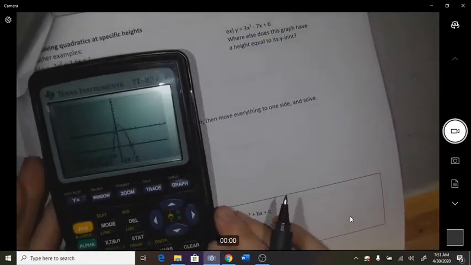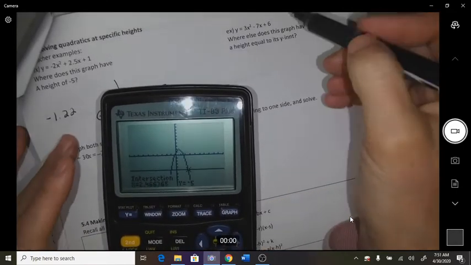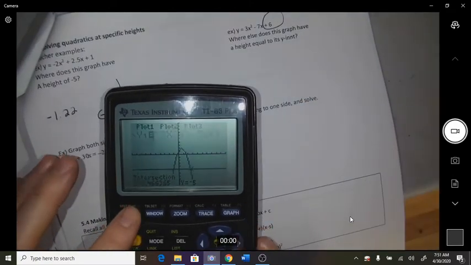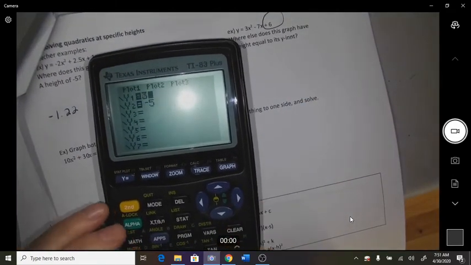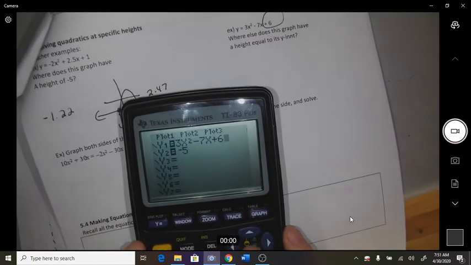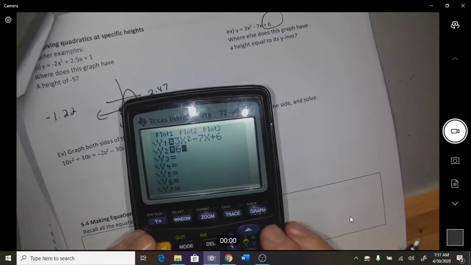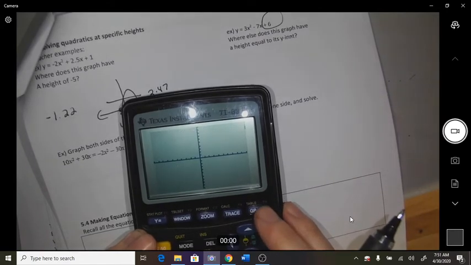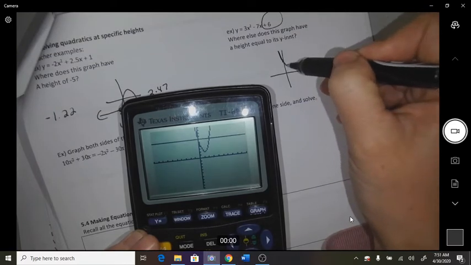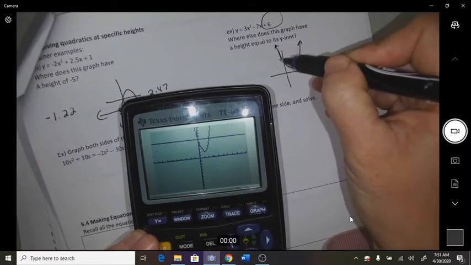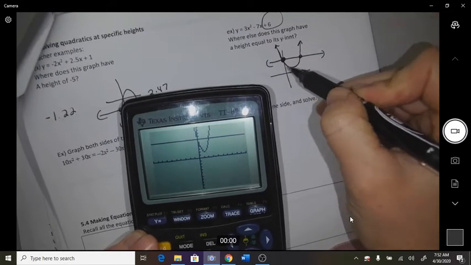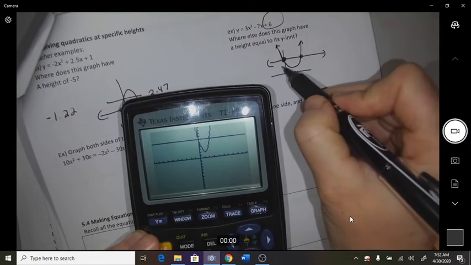Where does this graph have a height equal to its y-intercept? So first of all, you need to understand that its y-intercept would be 6. So we'll go 3x squared minus 7x plus 6. And then in this line, we'll type in 6. So obviously this one is 0 because it says where else, so at 0.